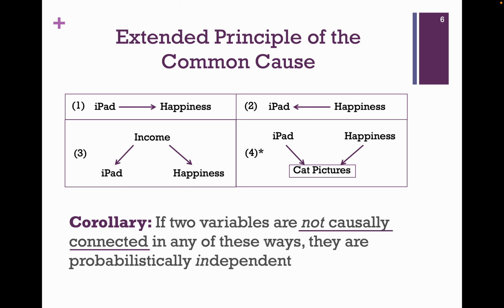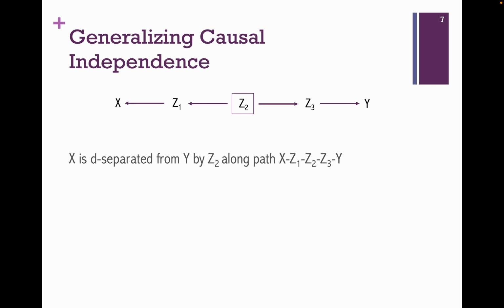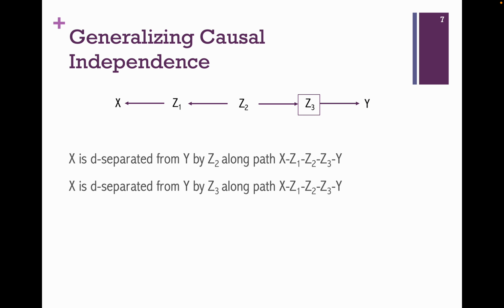D-separation gives a precise characterization of what it means for variables not to be causally connected. Let's make this all more precise. Consider variables x and y linked by a path, where a path is a set of connected arrows going in any direction. Because z2 is a common cause of x and y, we already know that x and y will be independent conditional on z2. Now, because z2 blocks the transmission of probabilistic dependence along this path, we say that x and y are d-separated given z2 along this path. We could also d-separate x from y by conditioning on z3, or z1 for that matter.